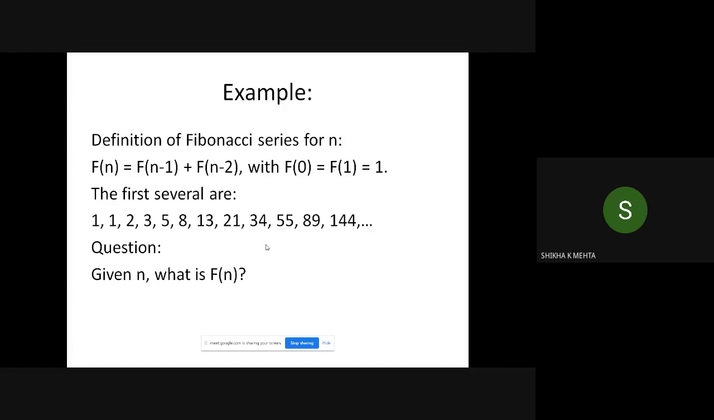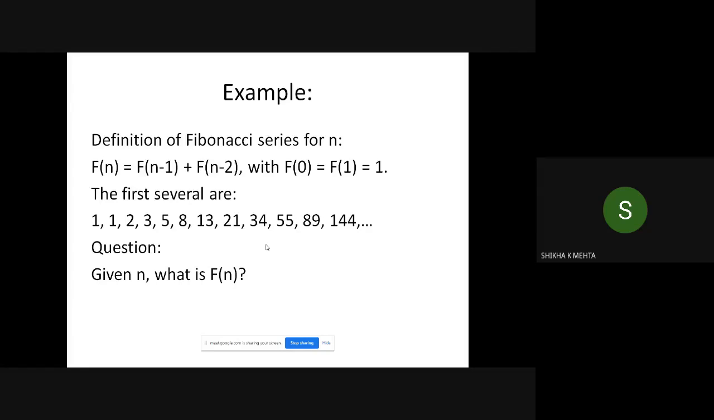If we have to find the Fibonacci series, then Fn is equal to Fn minus 1 plus Fn minus 2, with F0 equal to F1 equal to 1. So in the Fibonacci series, the next number in the series is the sum of the previous two numbers. Unless we know the previous two numbers, we cannot find the nth number. So that means there is a dependency on the previous sub-solutions.